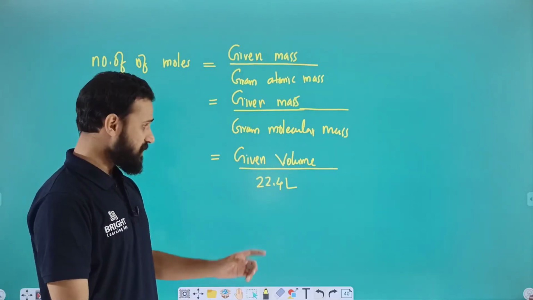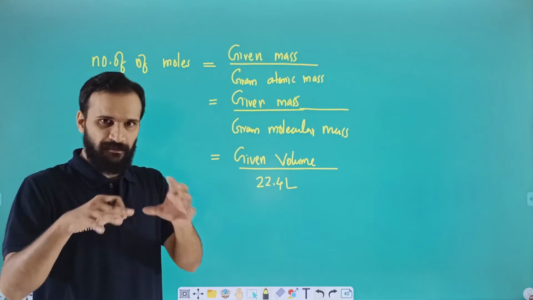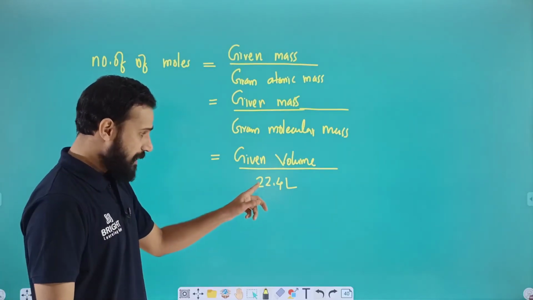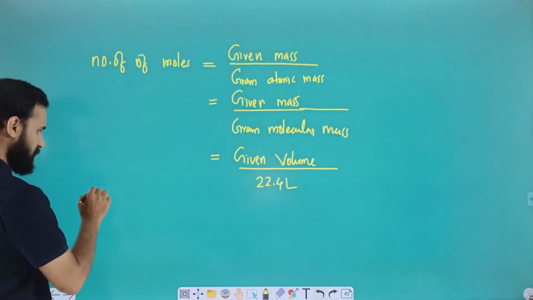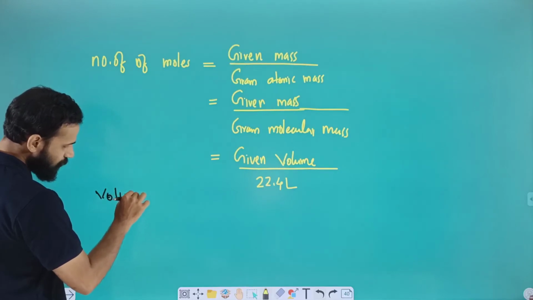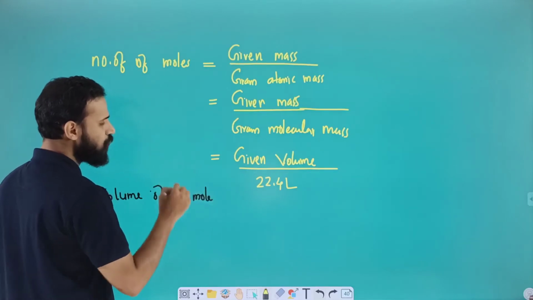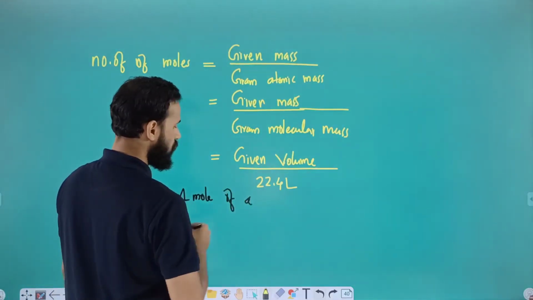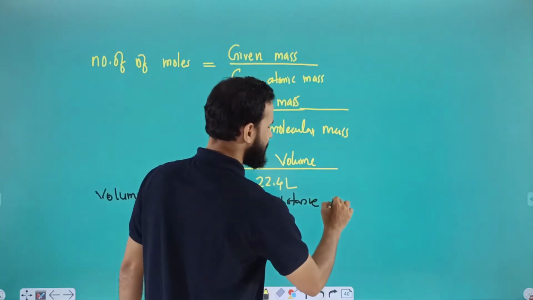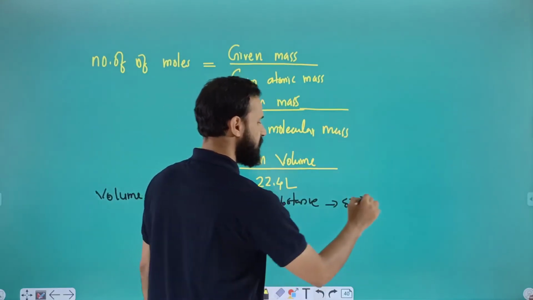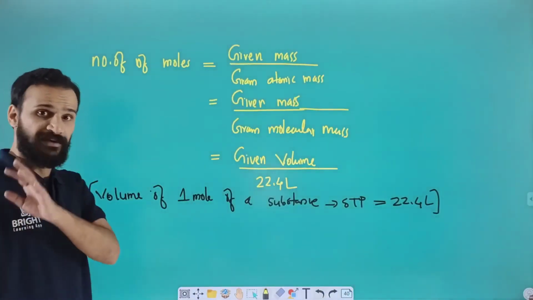So you may ask what is the importance of this value 22.4? We will use 22.4 as well as 22.7. There is some difference in that, we will discuss it later. What is the importance of this? It's very simple. 22.4 is the volume of 1 mole of a substance at STP, which is equal to 22.4 liter. In some cases we will take 22.7, that we will discuss later.